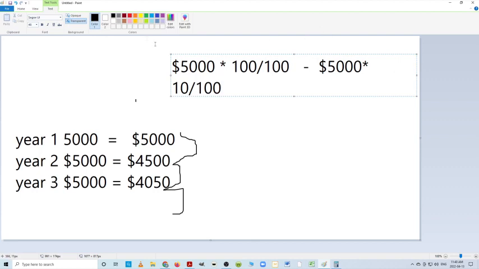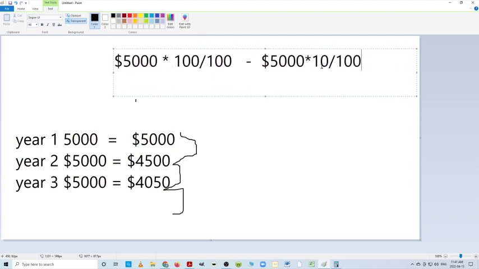And this will work: 5,000 times 100%, or 100 over 100, minus 5,000 times 10 over 100. But notice that they both have a 5,000, so I can factor that out. 100 over 100 minus 10 over 100 is 90 over 100, which can be simplified as 9 over 10. Which means I have my base now.